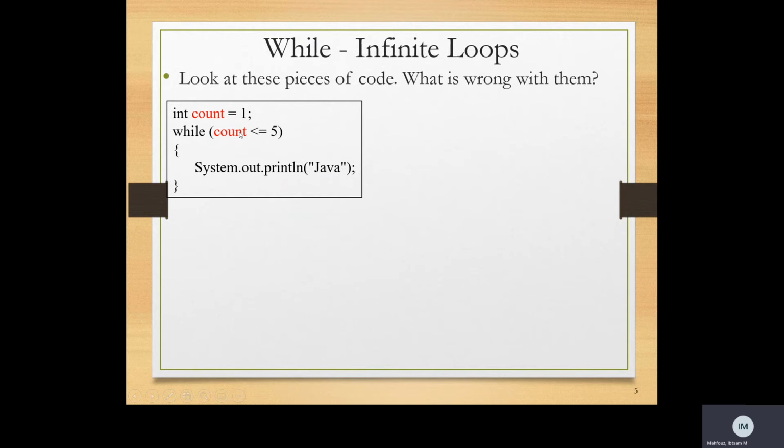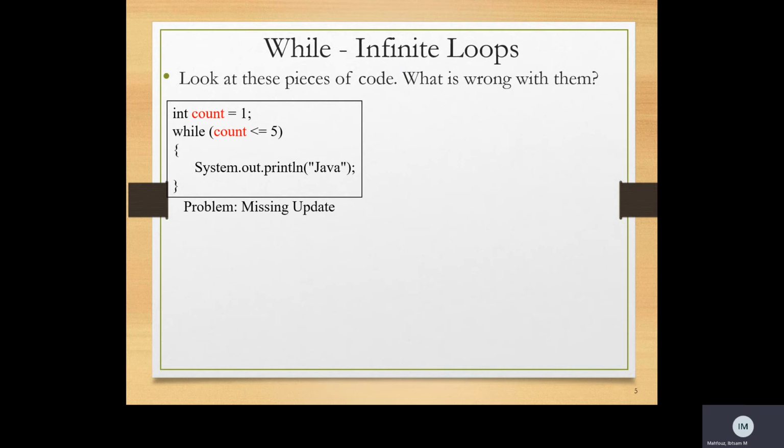Count is 1. 1 is less than or equal to 5, print Java. 1 less than or equal to 5, print Java. It's never changing. So this piece of code is missing the update statement. And so we say this is going to give us an infinite loop, a loop that will never end. If I was to copy and paste this code into my NetBeans, I will see Java, Java, Java, Java printed forever until the machine runs out of RAM space.